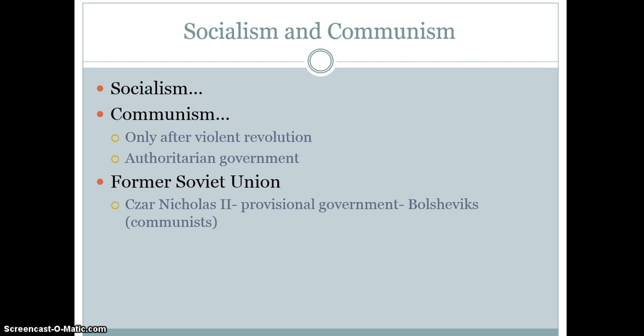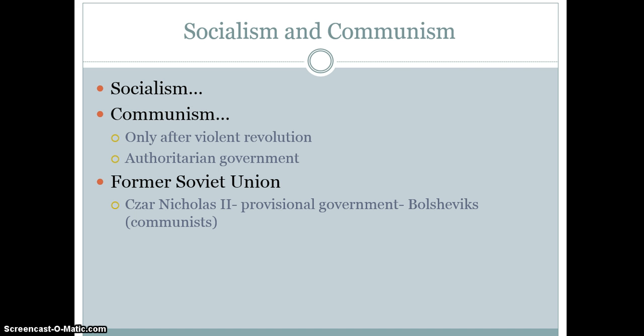So communism. Communism will only happen after a violent revolution, as in the workers, or what Karl Marx called the proletariat, will rise up, overthrow the government, overthrow the factory owners, and take control for themselves. What actually happens with the communist revolution is that the government and the business owners are overthrown, but they're replaced by authoritarian government. One dictator in control telling everyone what to do and how to do it. Your example would be the former Soviet Union or the USSR, also known as the Union of Soviet Socialist Republics.